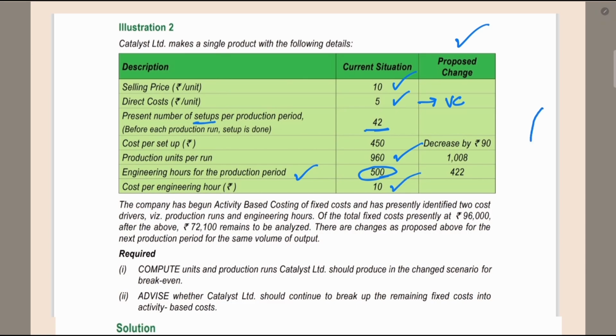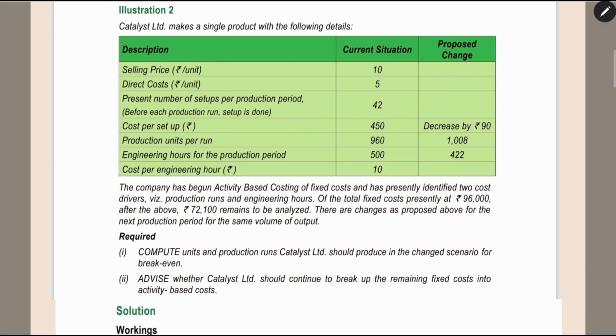And here they have given some changes which are going to be implemented. In the cost per setup, 450 will be reduced by 90 rupees. And then the production units per run. Currently, 960 units are produced in every production run. In the proposed change, 1008 units will be produced in every production run. The engineering hours are also reduced to 422.